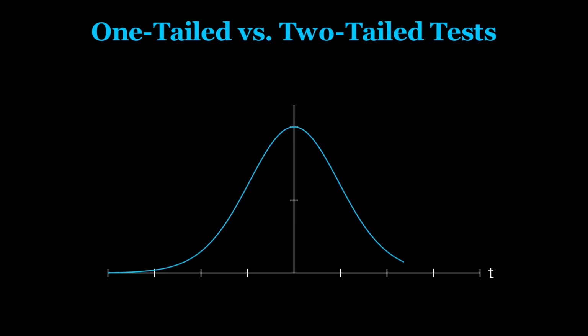Here is the t-distribution, bell-shaped and centered at 0. For a left-tailed test, the alternative states beta 1 is less than d. For example, if you're modeling exam score as a function of hours spent on social media, you'd expect more social media time to hurt performance.